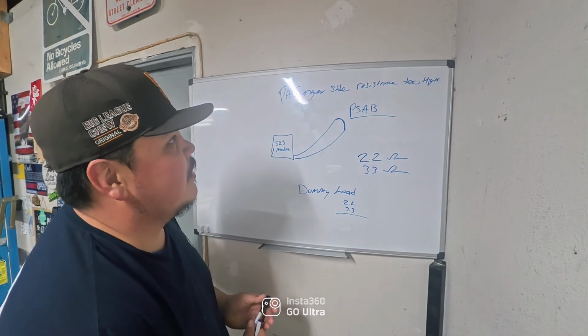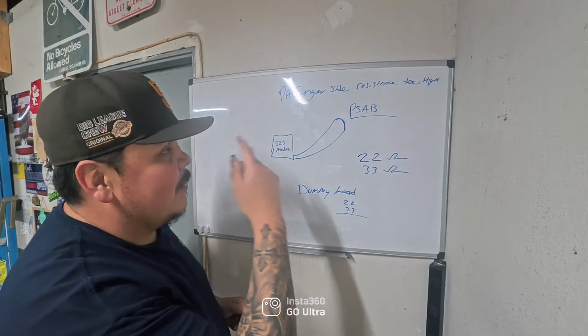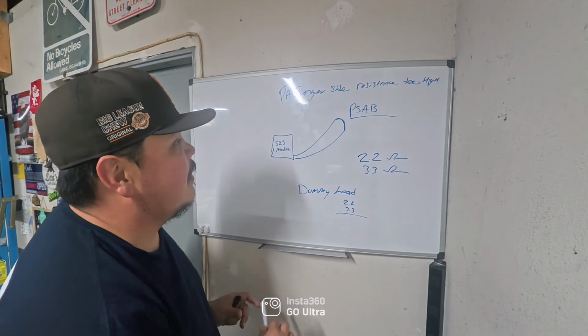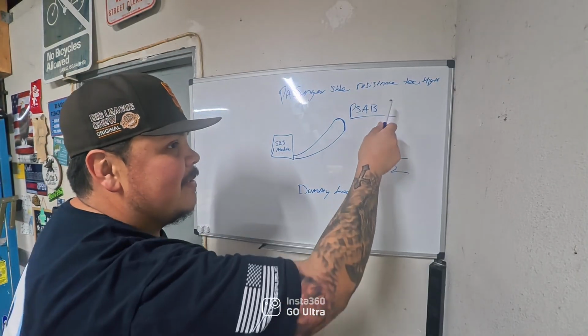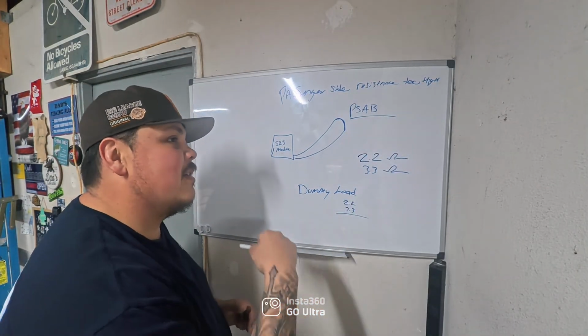That's the way that I diagnose it. If you install the dummy load and the trouble code goes away, then the airbag is bad. If the code is still there, then you gotta dig deeper.